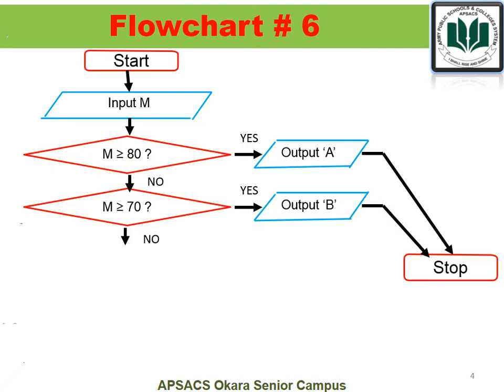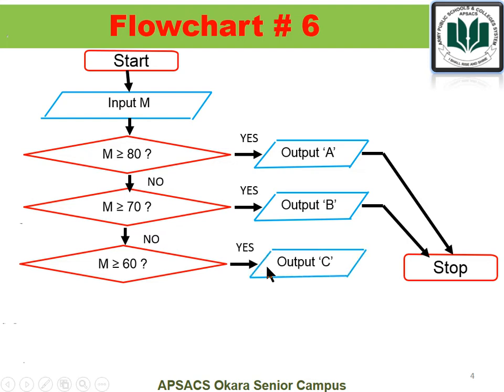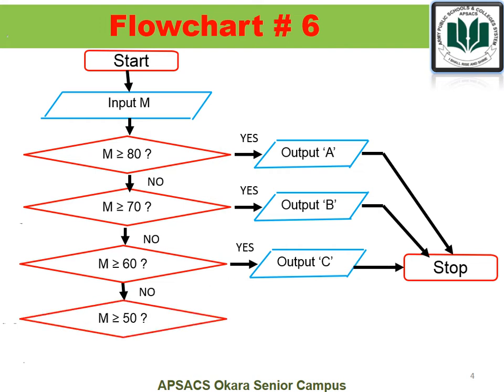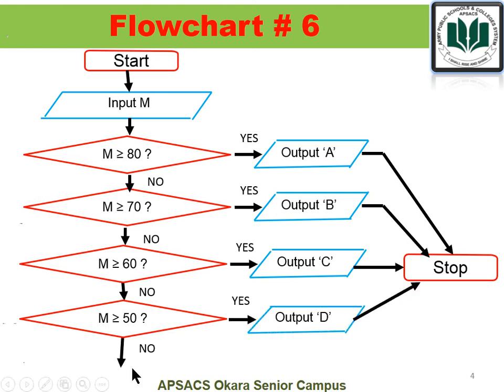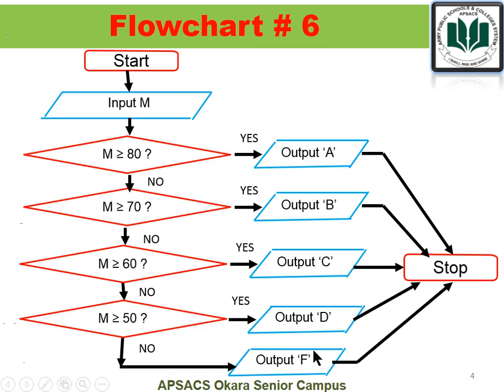And if the marks are not greater than or equal to 70, then you will move to the other step, which is again comparing the marks. If the marks are greater than or equal to 60, then yes, print output C and go to the stop. If this condition is false, then again compare the marks with greater than or equal to 50. If yes, output D and go to the last stage. And if the marks are not greater than or equal to 50, then you will output F and move to the last step, which is stop.